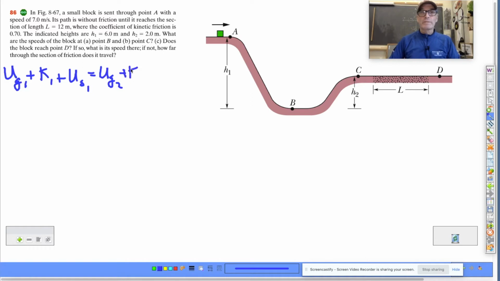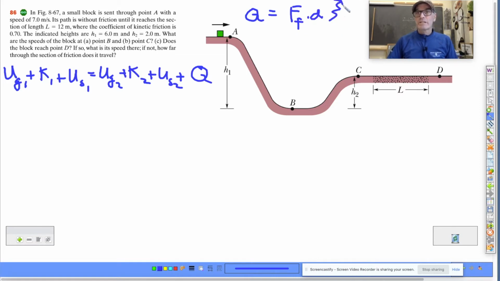Are we still moving? I sure hope so. Is there a spring? Not yet. And are we losing energy due to heat? I'll just use the letter Q to stand for heat. You know that Q is equal to the force of friction times the displacement. So that's a dissipative energy.